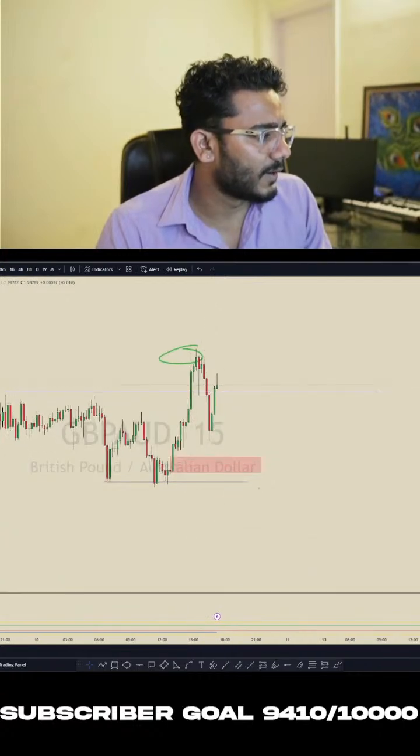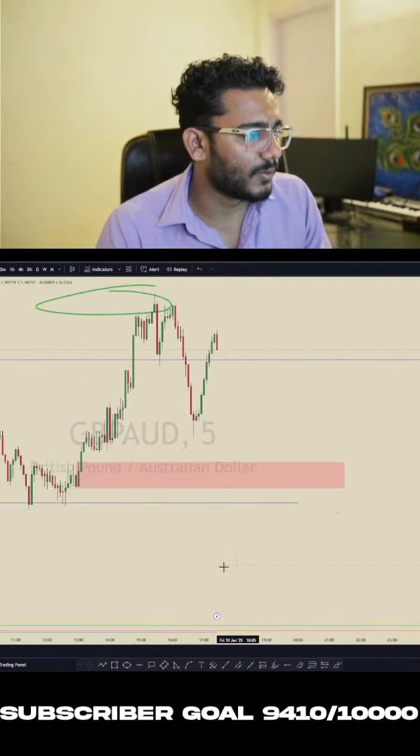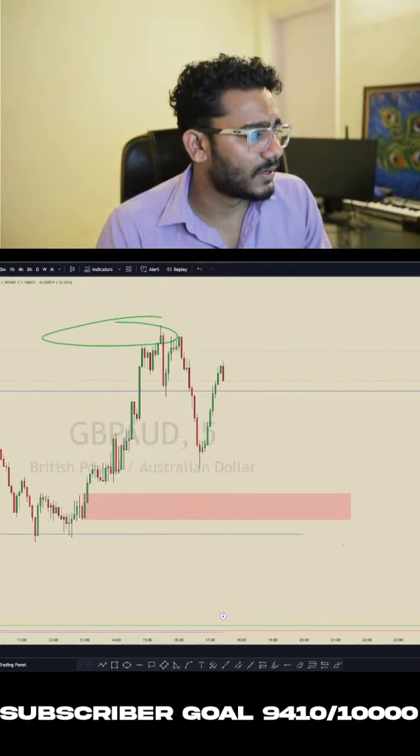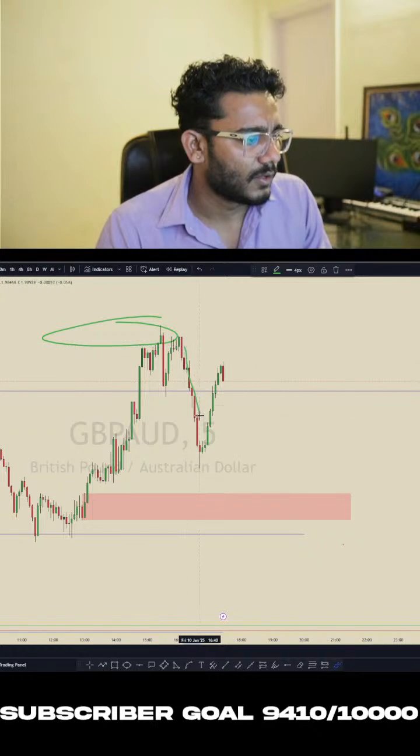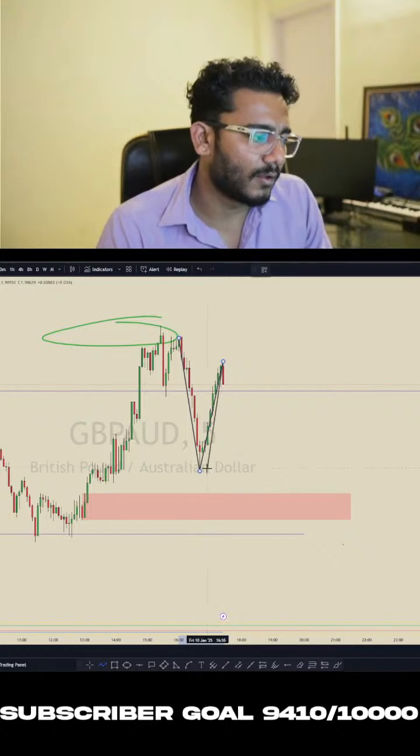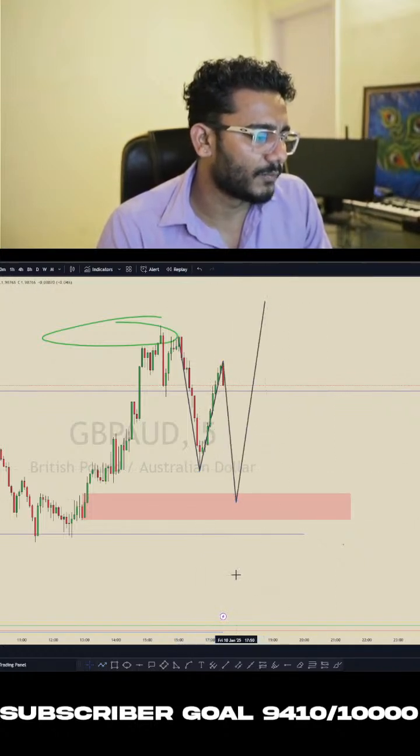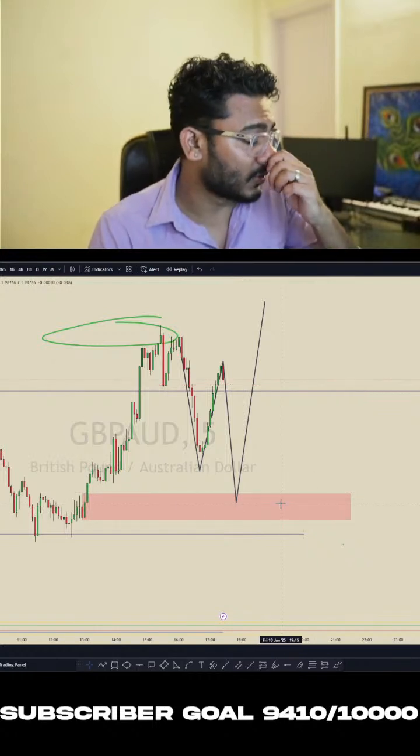Because price has already mitigated this high, the reason I think price will come lower is because there is no liquidity over here, right? Price created this low. In this leg there is no liquidity. Price just came and then started to go up. So I think a lot of buyers are trapped here, and then price will sweep this low and then it can continue to the upside if price wants to continue to the upside.